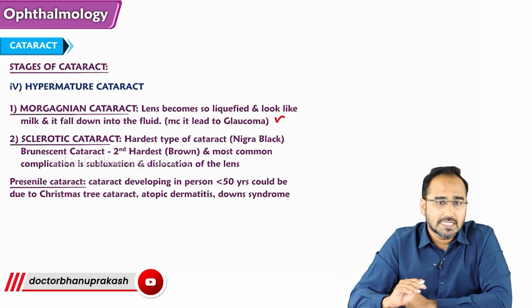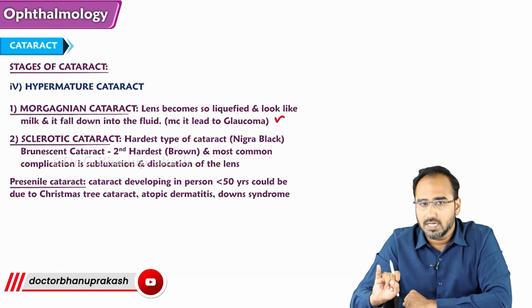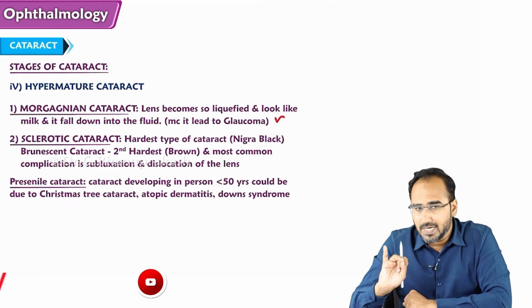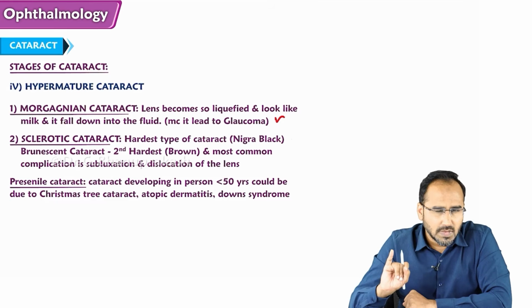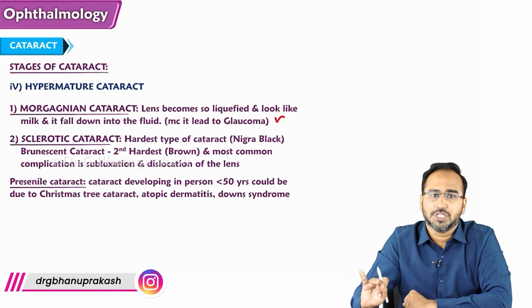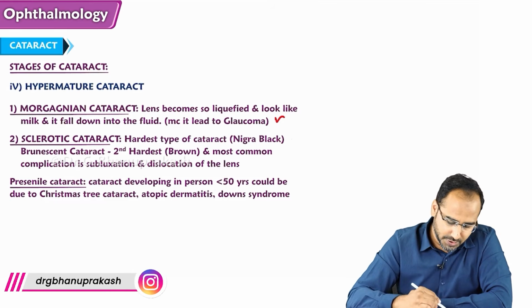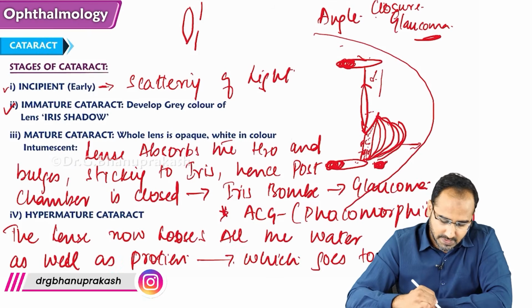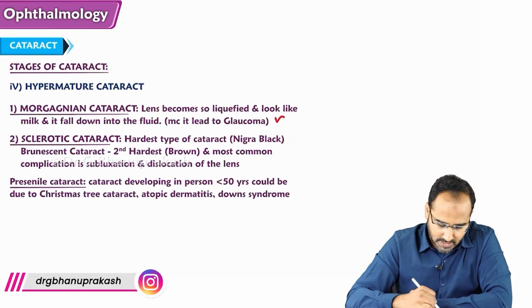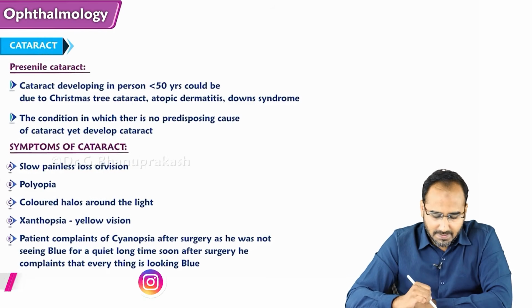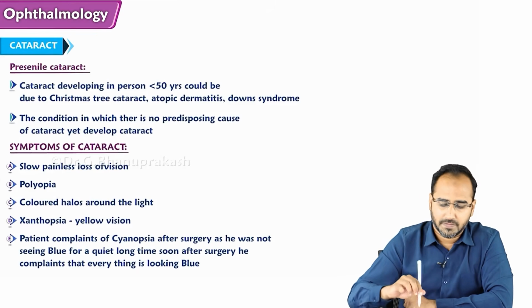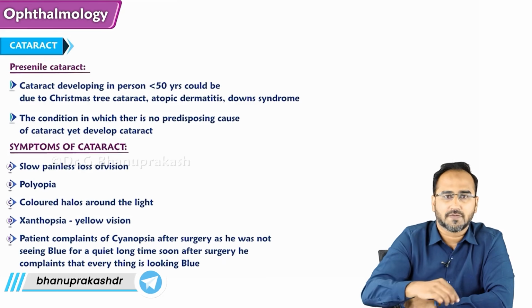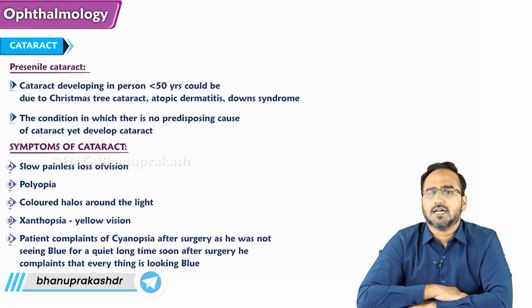So this was regarding the staging of cataract: early incipient, immature, mature and hypermature cataract. Okay. So this was regarding the staging of cataract. Now guys, we'll come to the next topic, symptoms of cataract. Right. Now we'll start with the symptoms of cataract. So staging we have done.